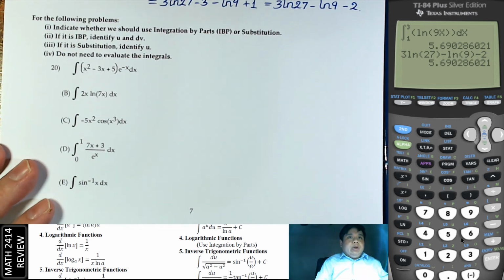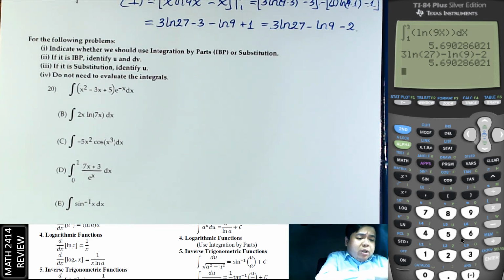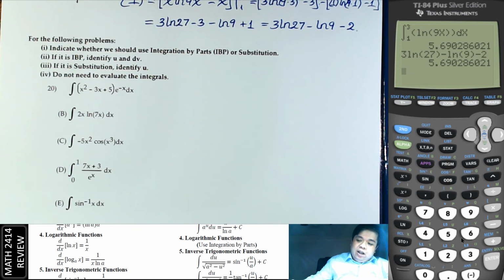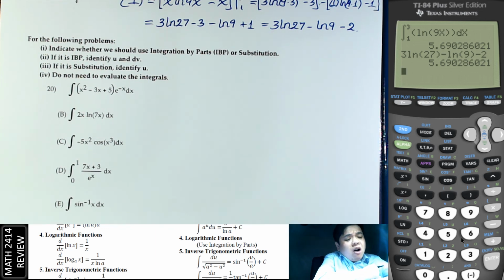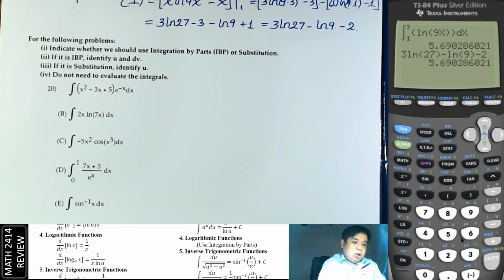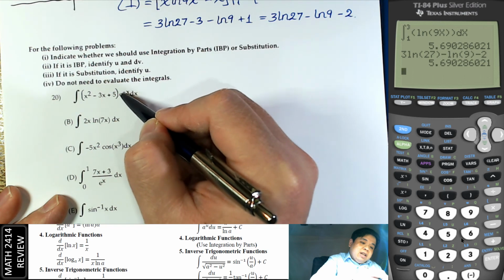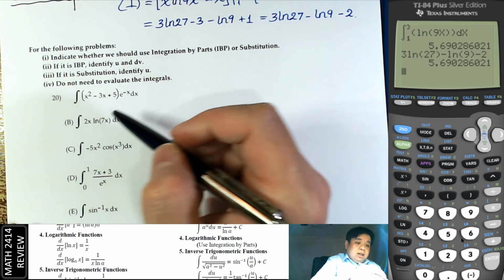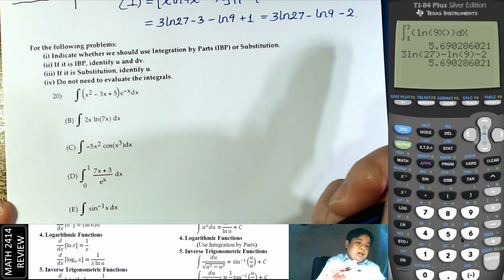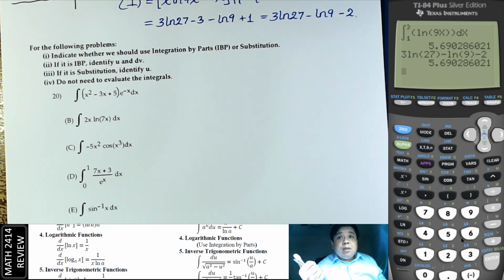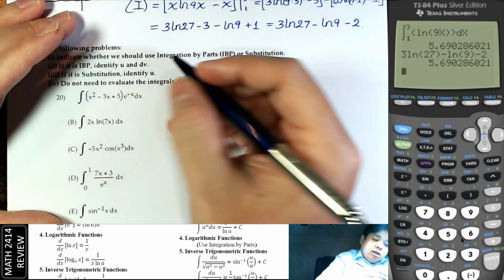Right, next problem: we determine whether we should use integration by parts or substitution. The simplest rule is, if we cannot use substitution, use integration by parts. The idea of substitution is that if we let u equal something, the derivative of that should be included in the problem. Now, if we let u be negative x here, the derivative of that does not cancel with this. So if substitution doesn't work, you use integration by parts.